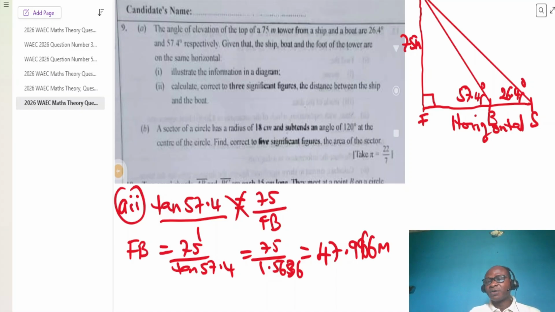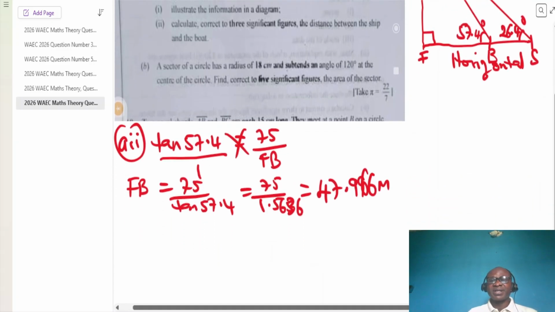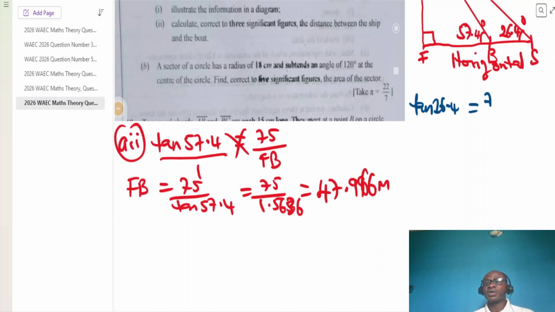Now, moving forward, remember what we are asked to calculate is the distance between the ship and the boat, not the boat and the foot of the tower. All right, I will take it again this way. Tan 26.4 is equal to 75, the height of the tower, all over FB plus SB.